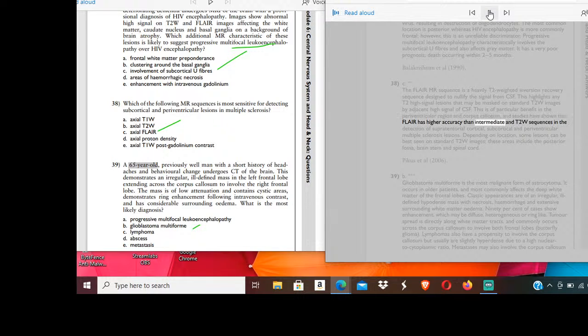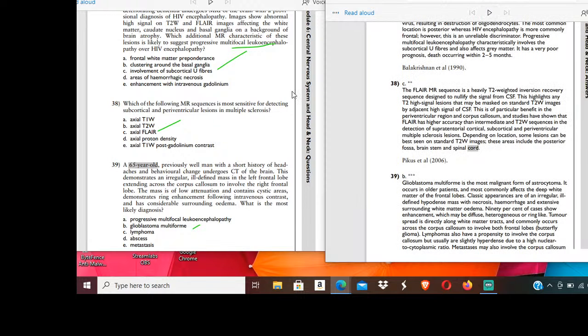and studies have shown that FLAIR has higher accuracy than intermediate and T2W sequences in the detection of supratentorial cortical, subcortical and periventricular multiple sclerosis lesions. Depending on location, some lesions can be best seen on standard T2W images. These areas include the posterior fossa, brain stem, and spinal cord.